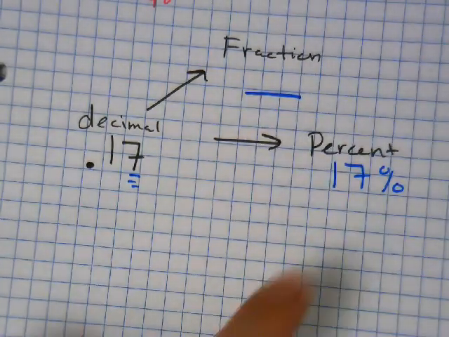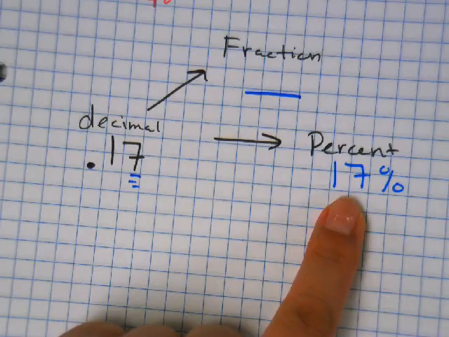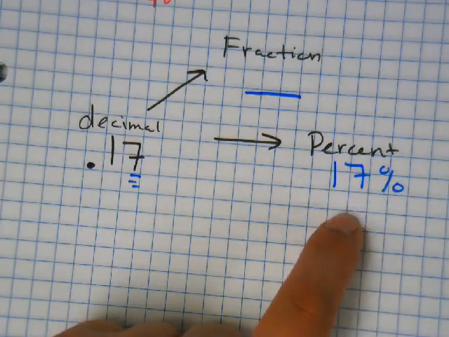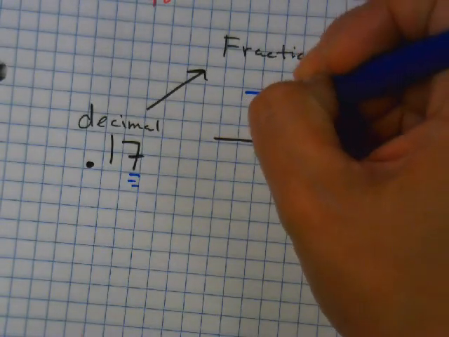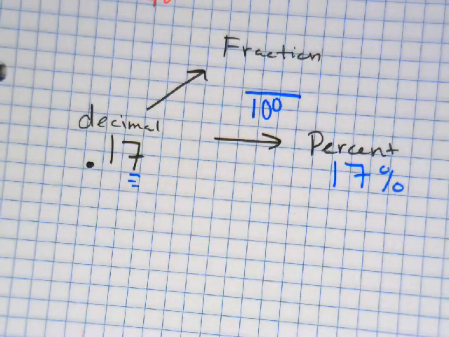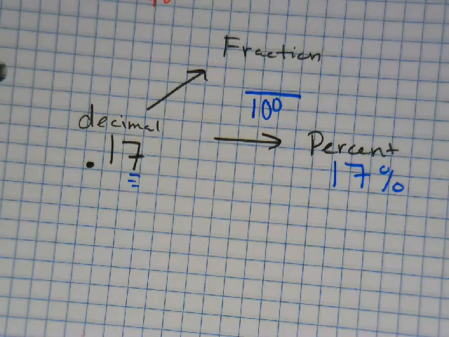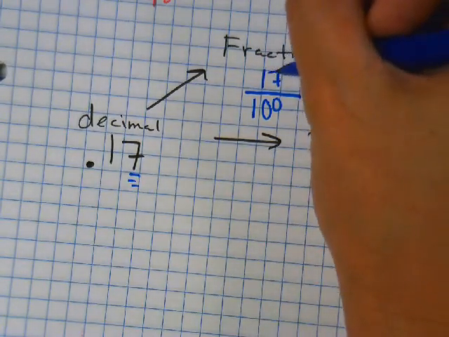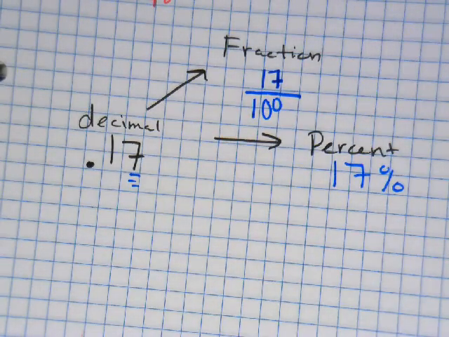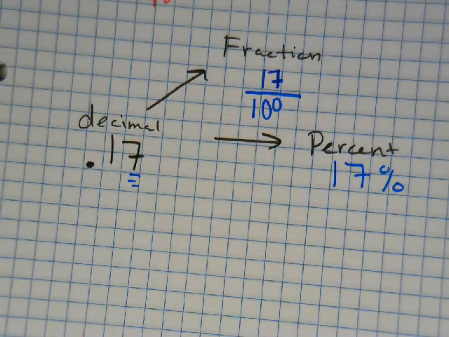100. Or you can think about it as a percent, I should say. What are percents always out of? 100. So you can start off with a denominator of 100, and then what's your numerator? 17. Now, can we simplify 17 over 100? No. So we are done.